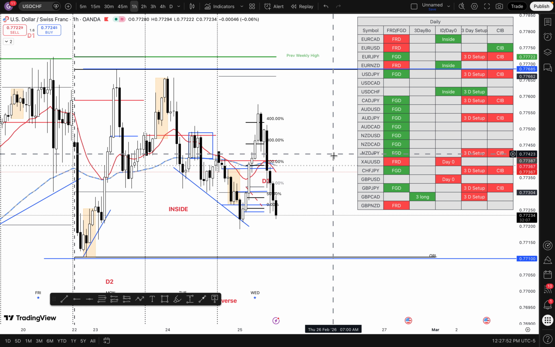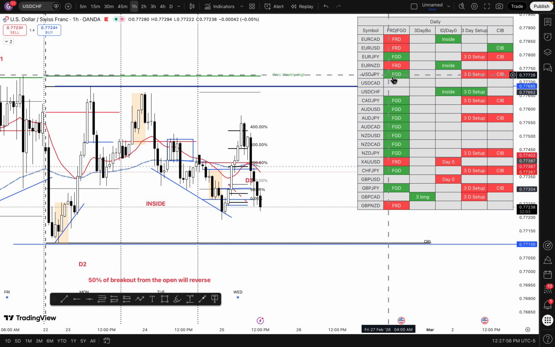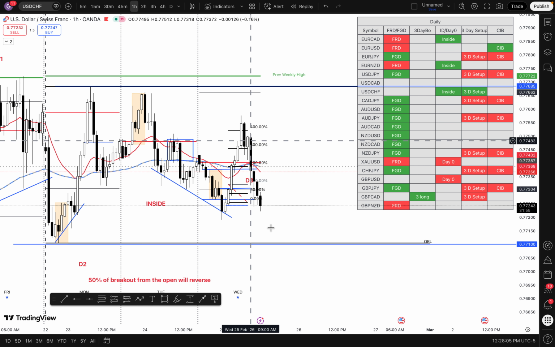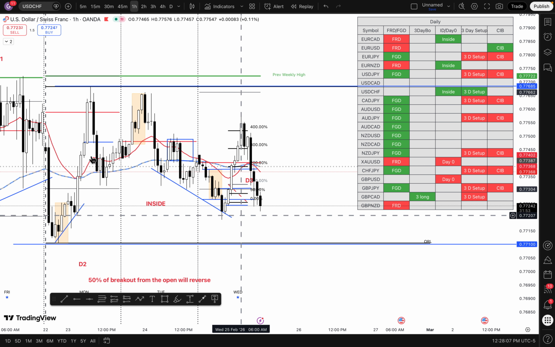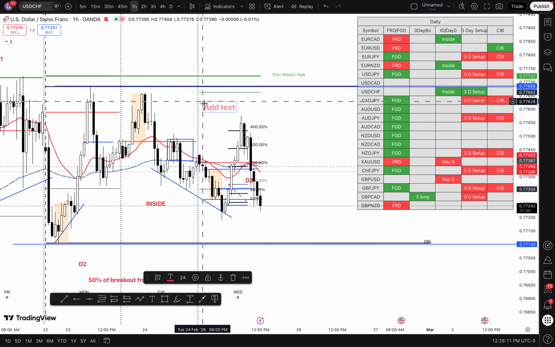Okay, check my community post. You will see this. Inside day is a signal day. The screener is showing you USD Swiss franc is an inside day. Buy low setup, 3-day setup too. Buy low setup, sell high opportunity again. Okay, trading range, we are in balance. The market is in balance.